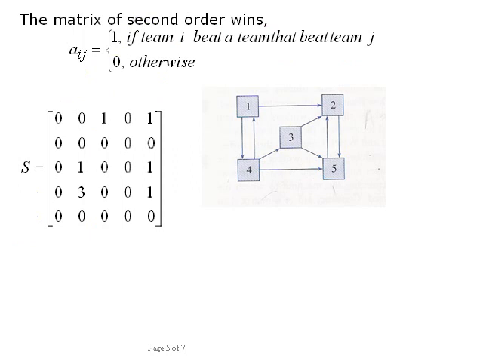Now I'll construct the matrix of secondary wins, or second order wins. I called that S because it's second order wins. Again, you could name these matrices anything you wanted. And we have a rule for filling up this matrix too, also based on aij. Remembering again, i is your row number, j is your column number.